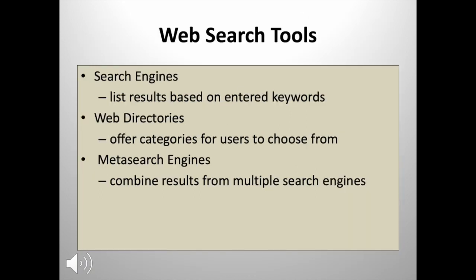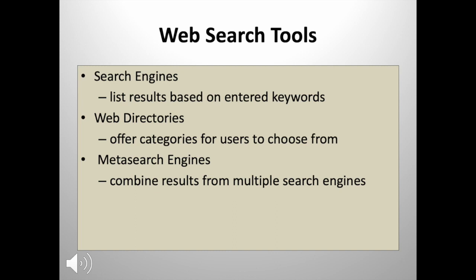Three of the most common online search tools are search engines, web directories, and meta search engines. Of these, search engines are the most well known. A search engine, such as Google, consists of software that crawls the internet, storing information about websites based on keywords and other information. A user enters a keyword or search phrase into the search engine interface, and the search engine retrieves relevant results based on the entered keywords.